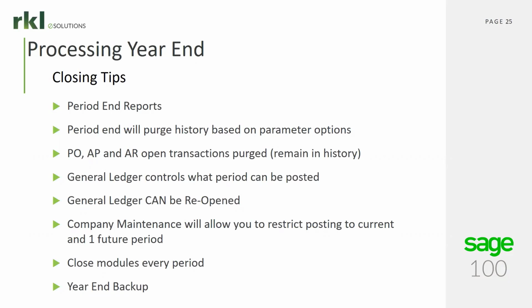In addition, you can restrict all users to post to the current and one future period. That is in company maintenance under the Preferences tab and is a checkbox, and it applies to all users. RKL recommends that you close your modules every period. General ledger, not necessarily so much, but keep it at least within the current year. And finally, ensure that you have a year-end backup before performing any of your year-end tasks.